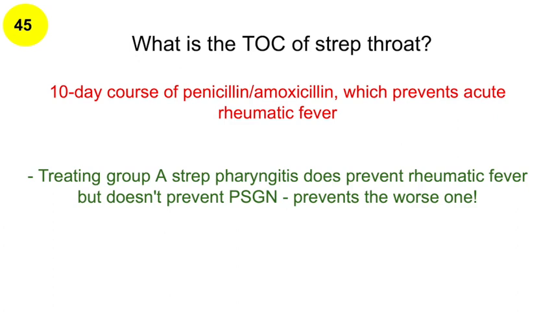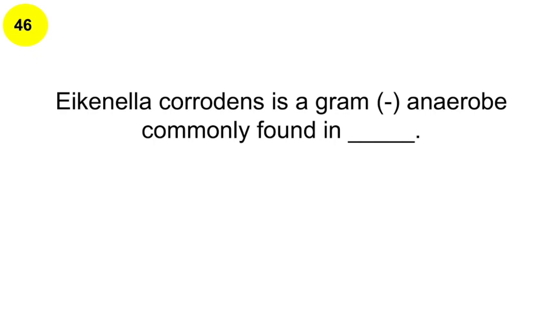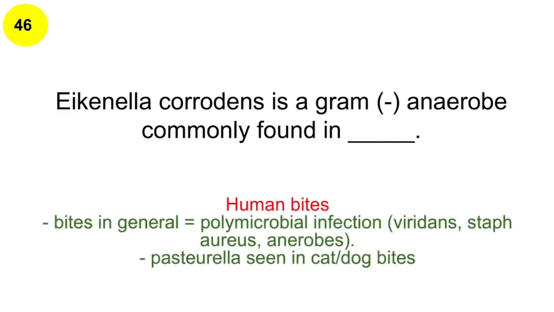Eikenella is a gram-negative anaerobe commonly found in what situation, or when would patients be infected with this organism? Human bites. So human bites in general are polymicrobial in nature. You can be infected with organisms such as viridans, Staph aureus, and various anaerobes when you're bitten by a human. However, if you see that the patient is infected with an organism such as Pasteurella, then you want to consider a cat or dog bite.